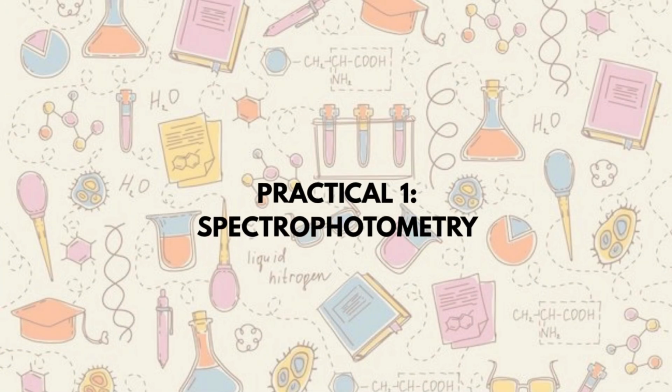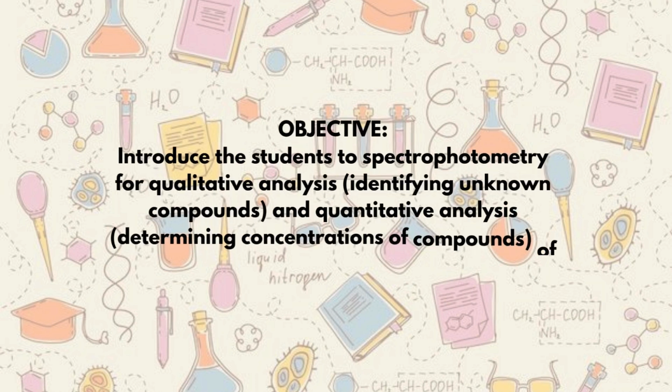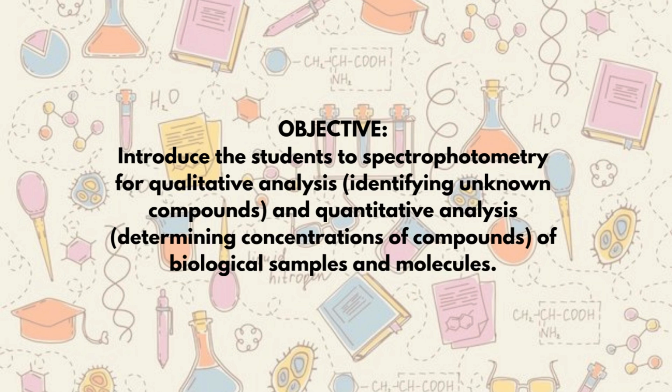Practical 1: Spectrophotometry. The objective of this experiment is to introduce the students to spectrophotometry for qualitative analysis and quantitative analysis of biological samples and molecules.